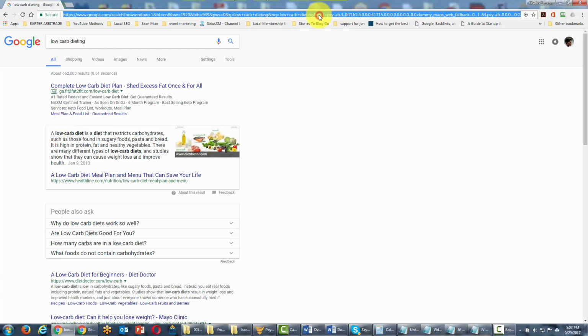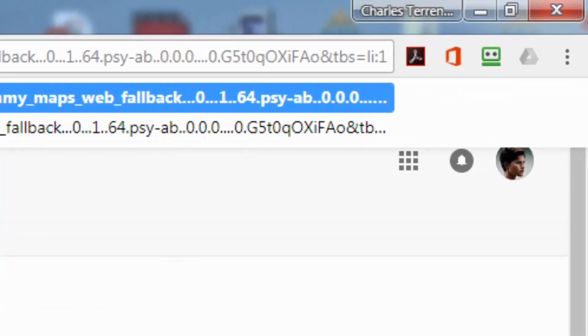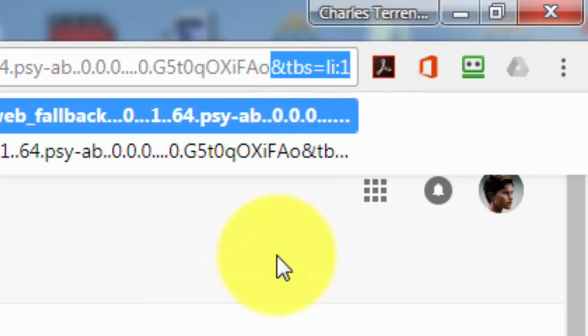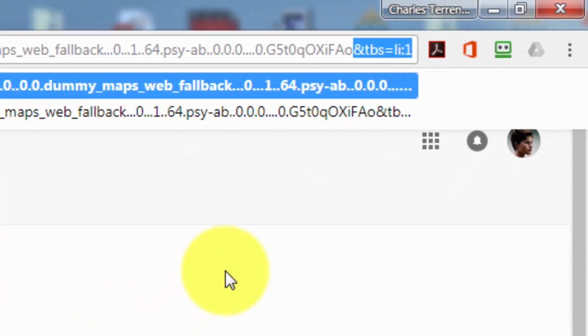We can actually take care of that by going into our URL. We're going to go all the way to the end, and then we're going to put in an ampersand, TBS equals LI:1. So we're going to put all that information into the end of our URL. And what we're going to do is click enter.